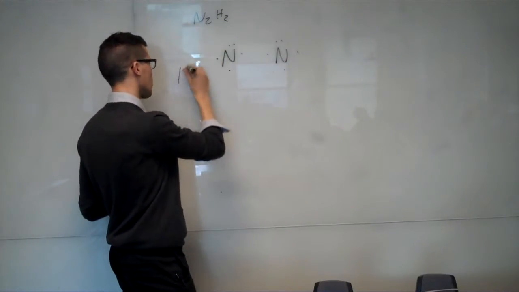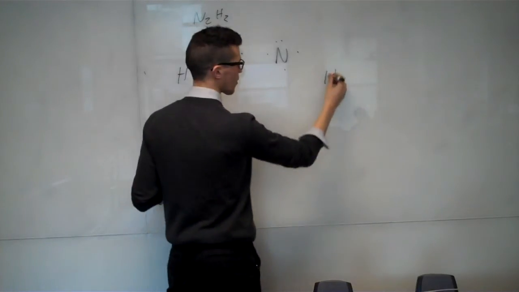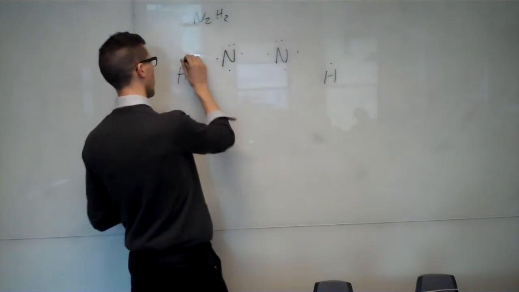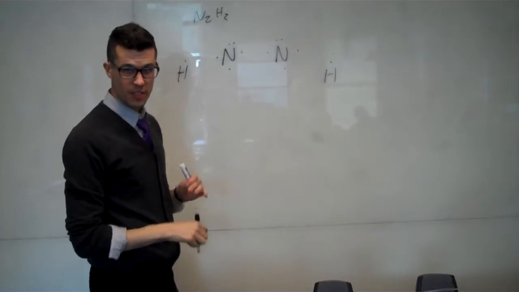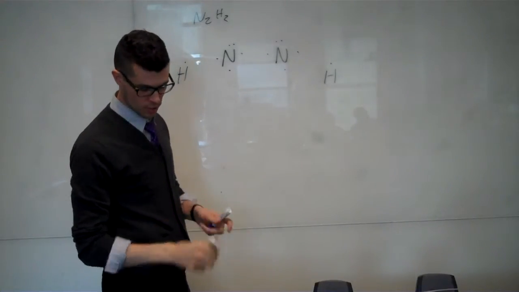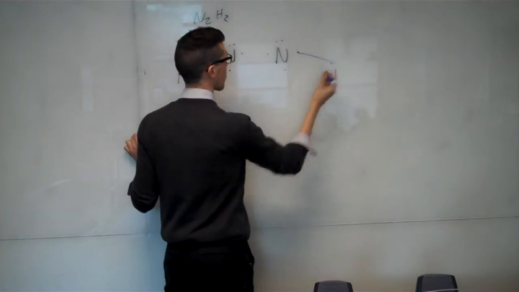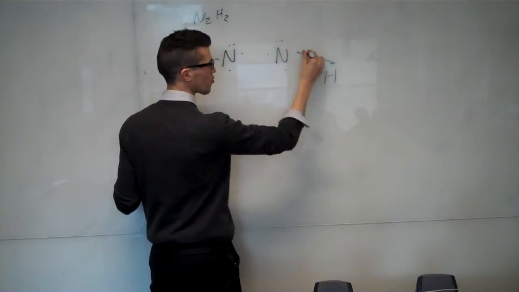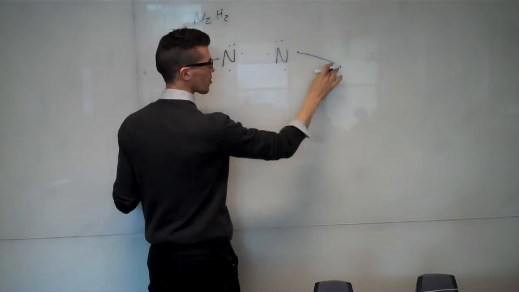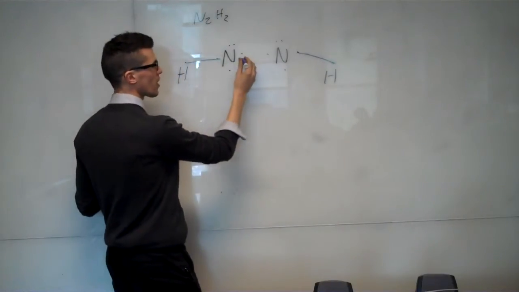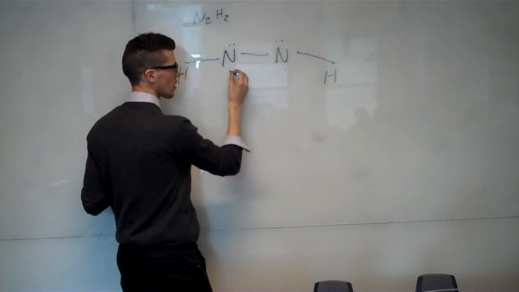And I'm just going to put the H's over here. Each H has 1 dot. Now you just connect the single dots to get the whole Lewis dot structure. That's 1 dot. Now connect these dots. Connect these dots.